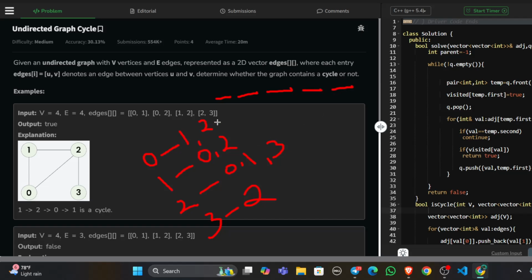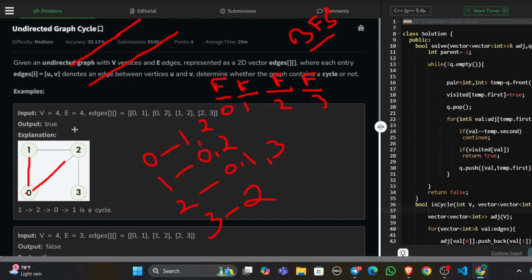We need a visited record. We start from zero and we can go in either direction. In BFS we do one thing: we need a queue data structure, since it is first in, first out.